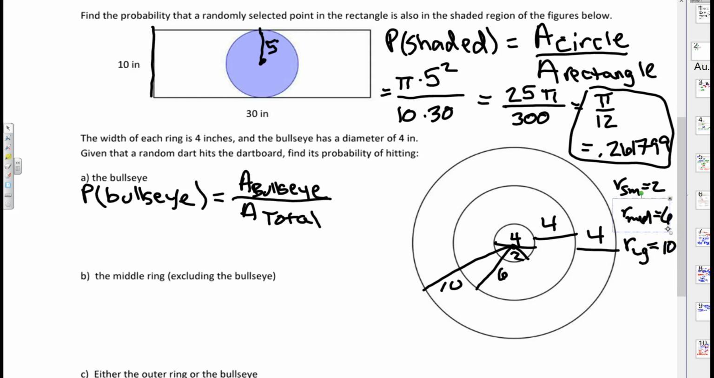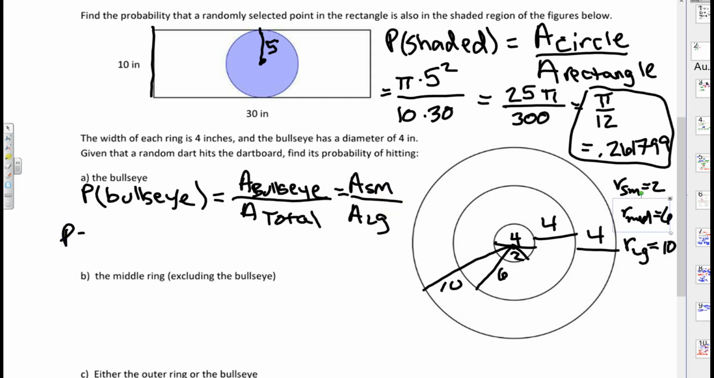Well, if I'm looking at the probability of the bullseye, the area of the bullseye is really the area of my small circle. And the area of the total is really the area of the largest circle in the picture. Okay, so that's what we're going to do.